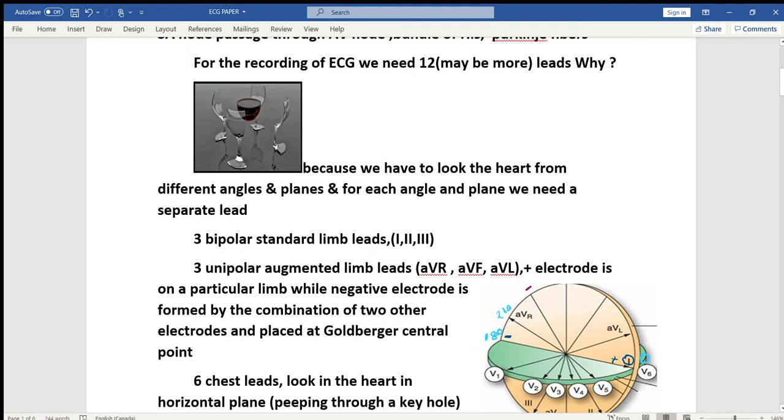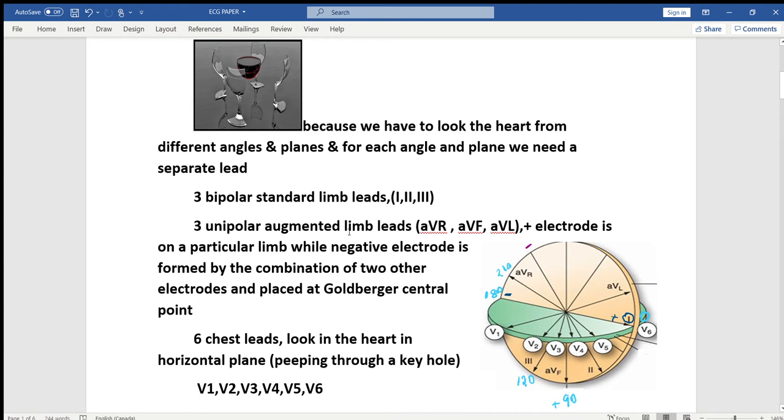Then we have three unipolar augmented limb leads. Here they are written as A for augmented, V for voltage, and R for the area where it is placed. If it is placed on the right shoulder, it will be written as aVR. F is for the foot: if it is placed over the foot, it will be denoted as aVF, augmented voltage on the foot. And aVL is augmented voltage on the left shoulder. Here, in the unipolar leads, they have got one pole.